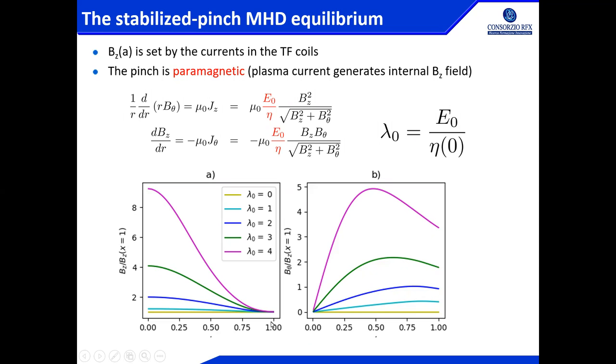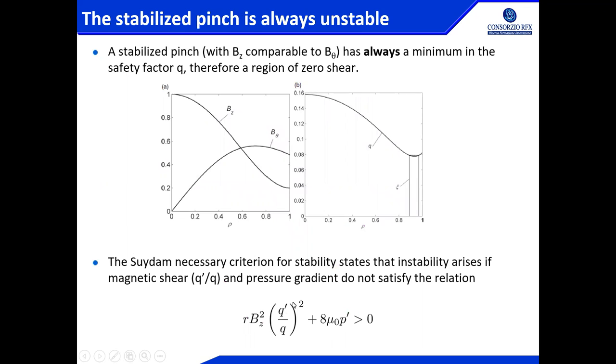But it shares, and inherited from stabilized pinch research, a problem. Unfortunately, even if some improvement was obtained, still the pinch was unstable. And this is due to the very fact that the q profile, the safety factor profile of a pinch, is always characterized by the presence of a minimum. And the presence of this minimum is such that some resistive interchange or ideal interchange instability can take place. And the Suydam criterion of stability is always violated because q prime is zero.